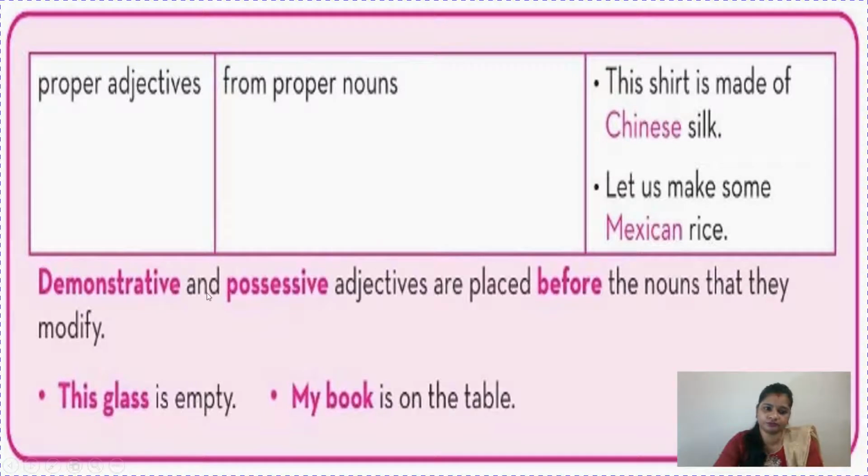Now one thing you have to remember, demonstrative and possessive adjectives are placed before the nouns that they modify. Like I have already told you, this glass, glass is noun and this is modifying it. So you have to write it together. My book is on the table. My is possessive adjective and book is noun.